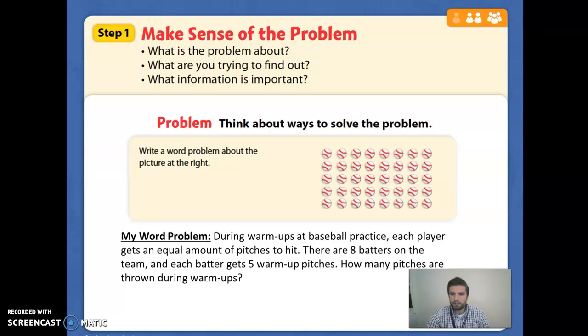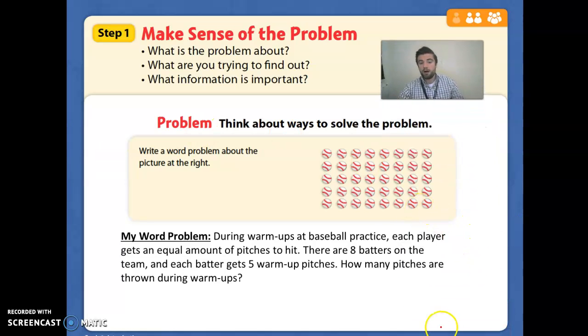There. Okay, so my word problem says, during warm-ups at baseball practice, each player gets an equal amount of pitches to hit during warm-ups. There are 8 batters, and I always circle the numbers when I'm doing word problems. Probably a good idea for you to do that too. And each batter gets 5 warm-up pitches. How many pitches are thrown during warm-ups? And really what it should say at the end of this is how many pitches are thrown total if we have 8 batters and each batter gets 5 pitches thrown to them. Let's go to the next slide where we can start solving this problem.